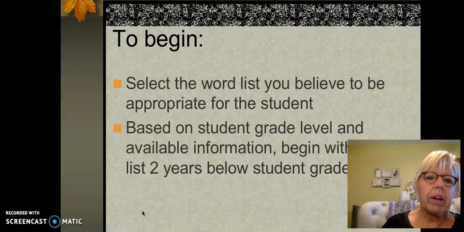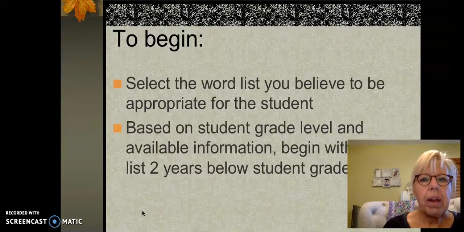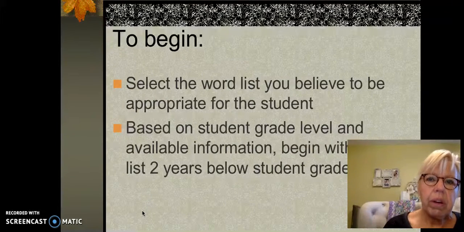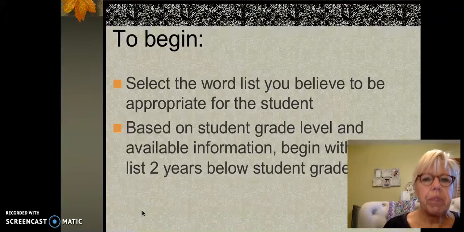Okay, so you're going to start with the word list, and regardless of what it says here, I always start with the pre-primer or primer level word list, the lowest word list that my informal reading inventory has available, regardless of the age level of the student. Because I have worked with adult readers who, yes, they could read all the words, but it was comprehension. Had I not started at the very beginning, I wouldn't have gotten the information that I really needed.